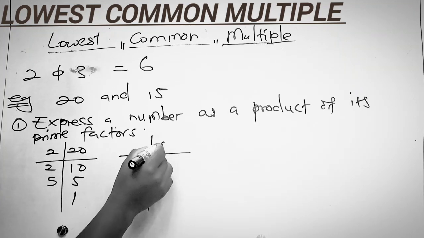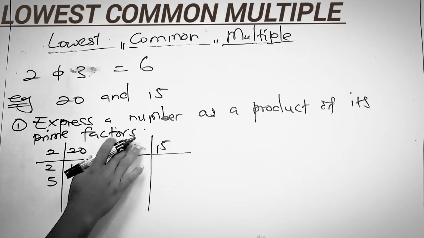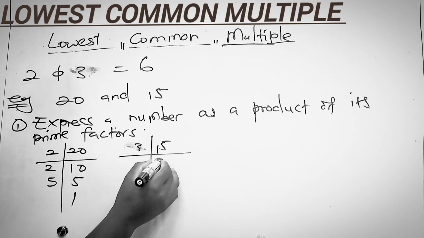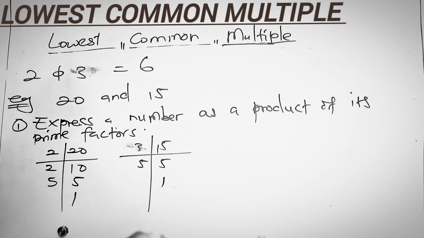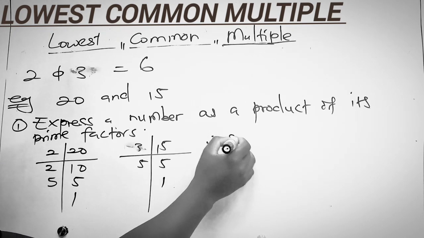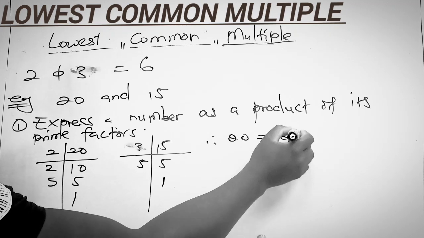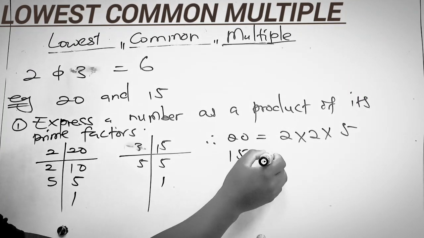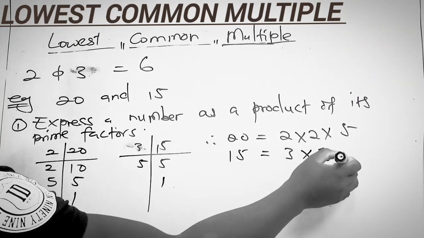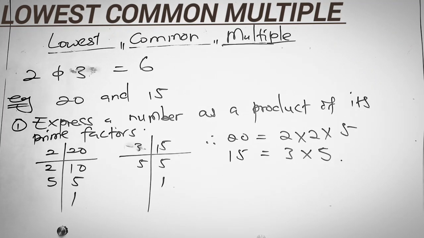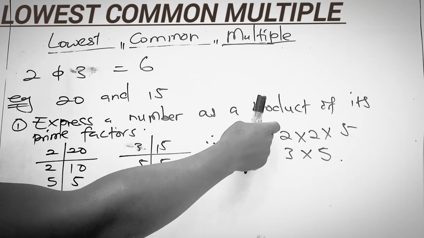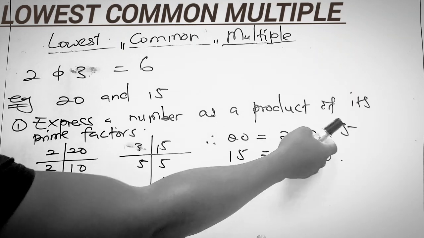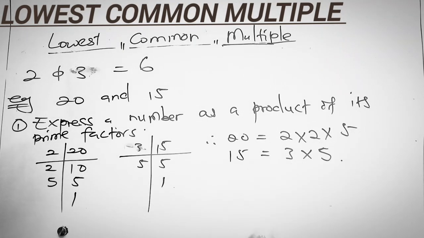Let's express 15. 2 can't go into 15, so the lowest factor is 3. 3 into 15 is 5. 5 into 5, 1. Therefore, 20 is equal to 2 times 2 times 5. Then 15 is equal to 3 times 5. So between 20 and 15, it is made up of 2s, 3s, and 5s.